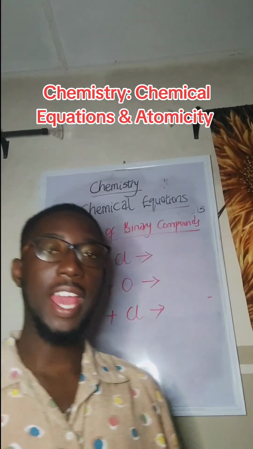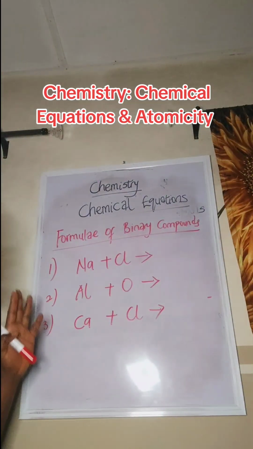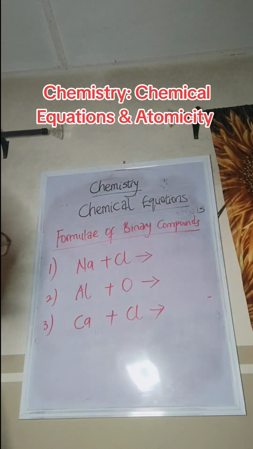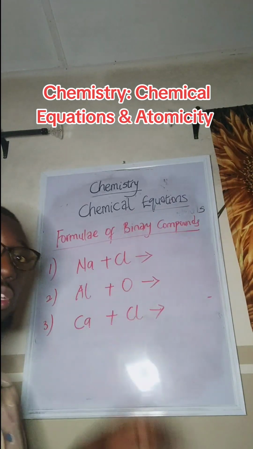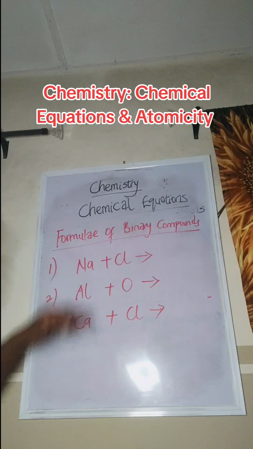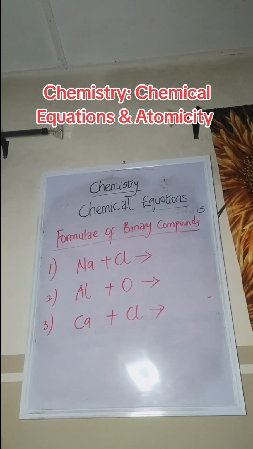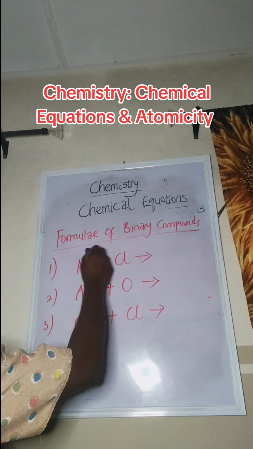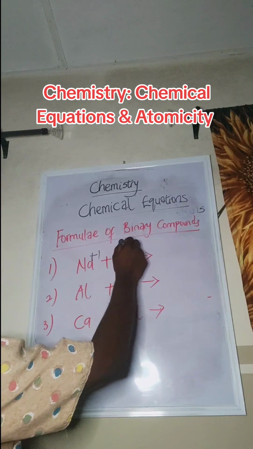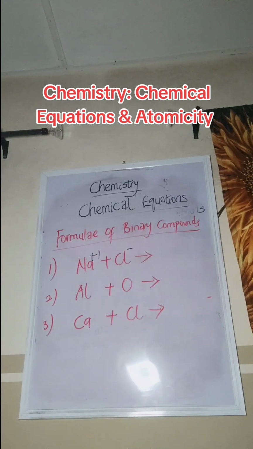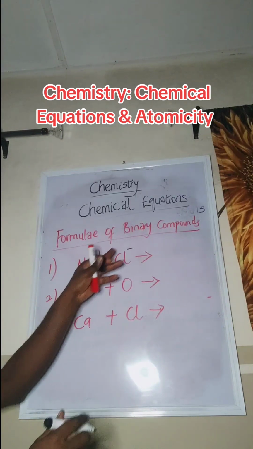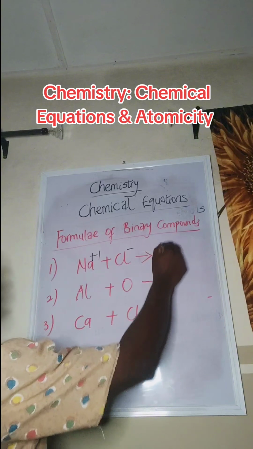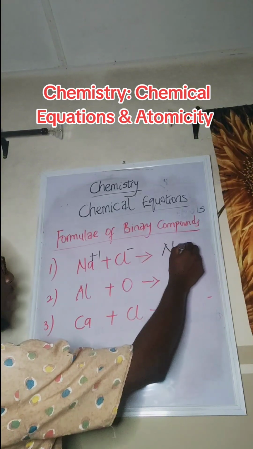So here are a few examples of formulae of binary compounds and how they are formed. We have sodium plus chlorine. Sodium has a valency of +1, while chlorine has -1. When sodium and chlorine come together, we have sodium chloride.